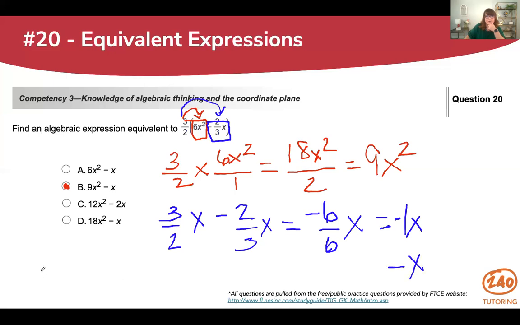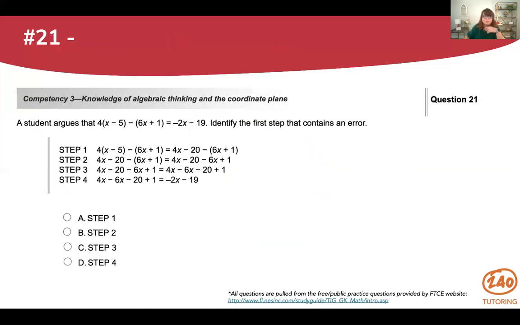Now, do you see the expression 9x squared minus x? And that's how you solve that. It's just distribution. So the correct answer here is B. All right, let's move on to the next one.